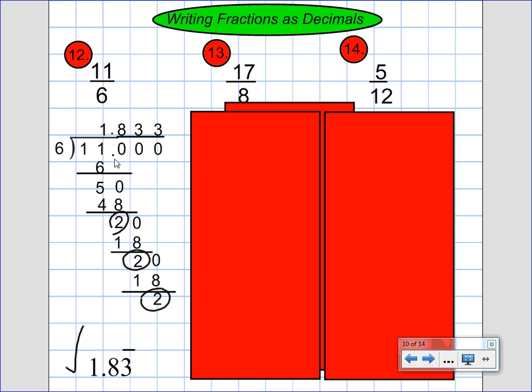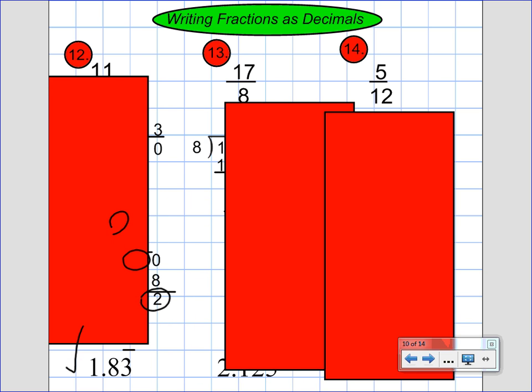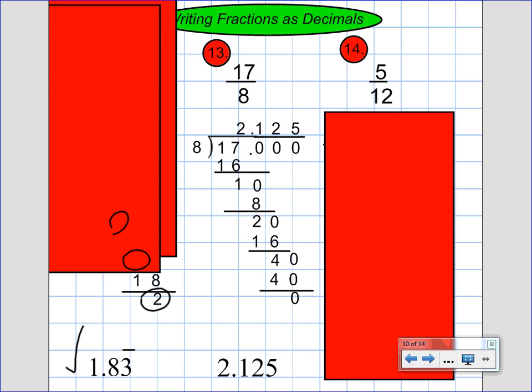Let's take a look at number 13. In number 13, when you take 17/8 and divide it, you get 2 and 125 thousandths. It is a terminating decimal, so you would just write it like that.